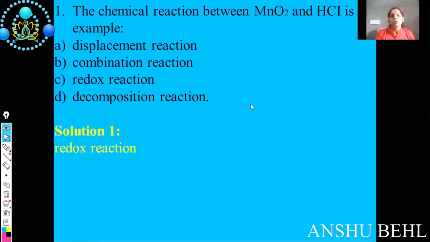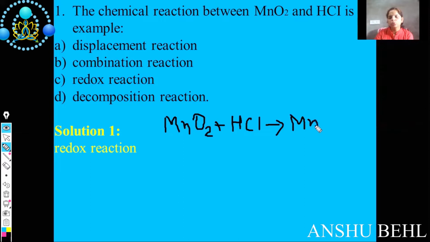This is the first question. The chemical reaction between MnO2 and HCl is an example of. Let's understand the reaction first of all. What is happening here? First of all, we are having MnO2. It reacts with HCl to form MnCl2 plus chlorine plus water. Let's balance this equation.